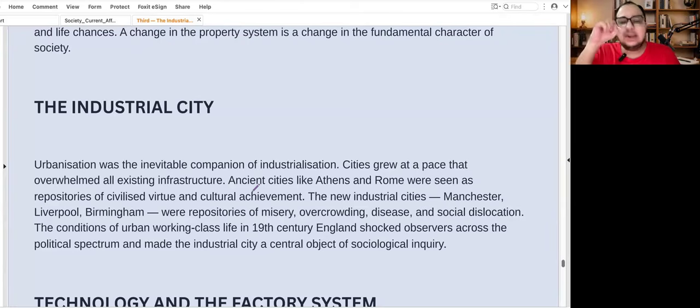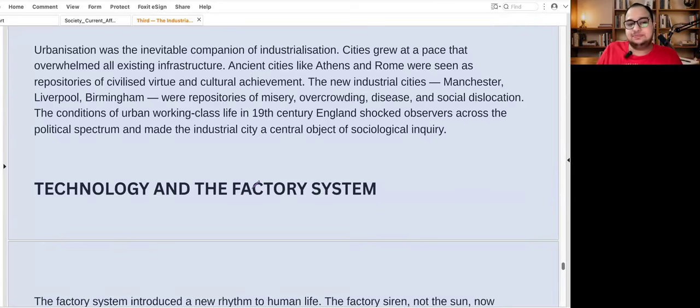People were living in very poor condition. It shook the mind of observers across the political spectrum and made the industrial city an object of sociological inquiry.